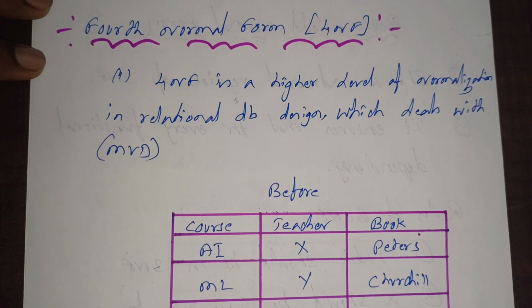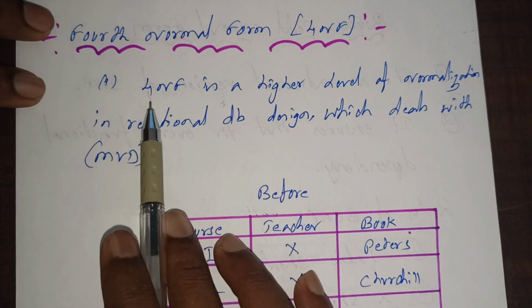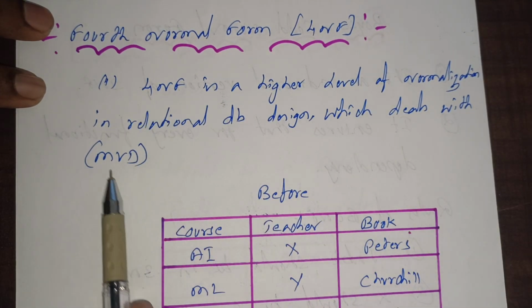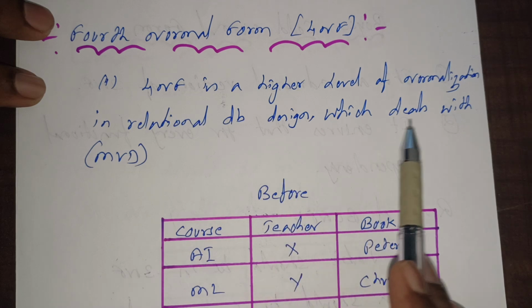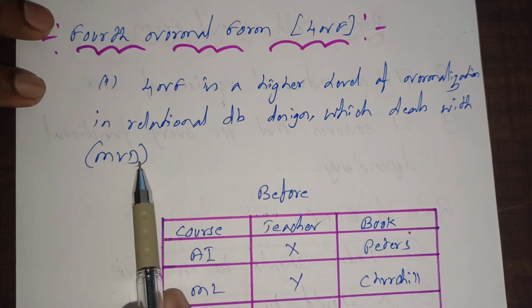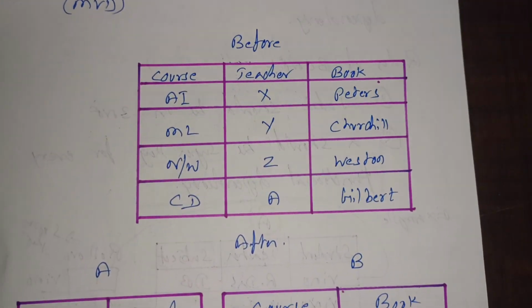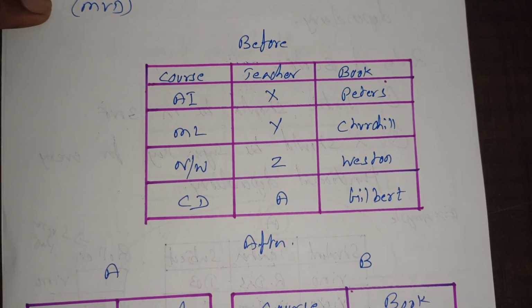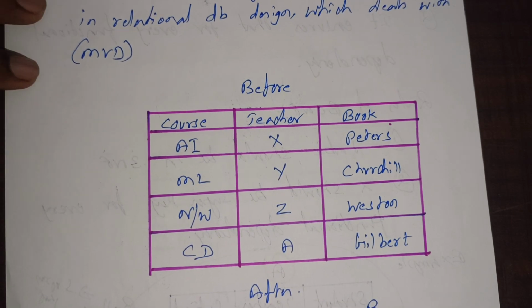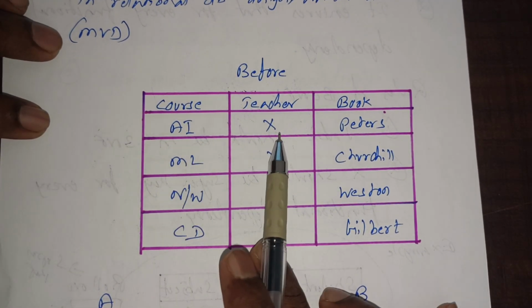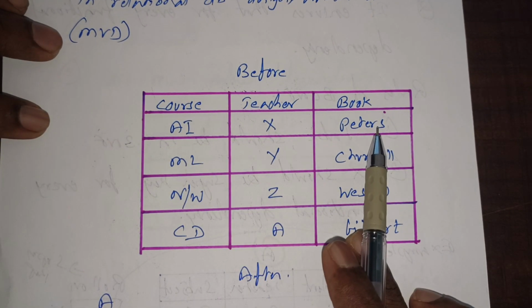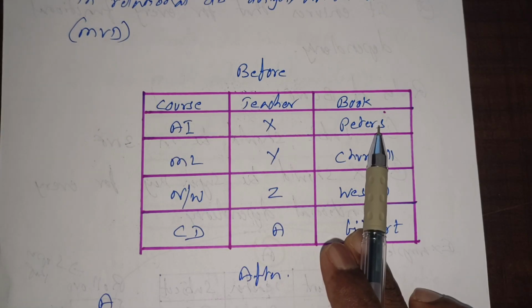Let me tell you. So here is the level of database normalization where there is no non-trivial multi-value dependency other than a candidate key. For example, 4NF is a higher level of normalization in relational database design, which deals with multi-value dependency, that is MVDs, right? So now we have taken one example, that is before 4NF and after 4NF. Now you can see there is a course here, and there is a teacher and the books which is referred for this particular course, right?